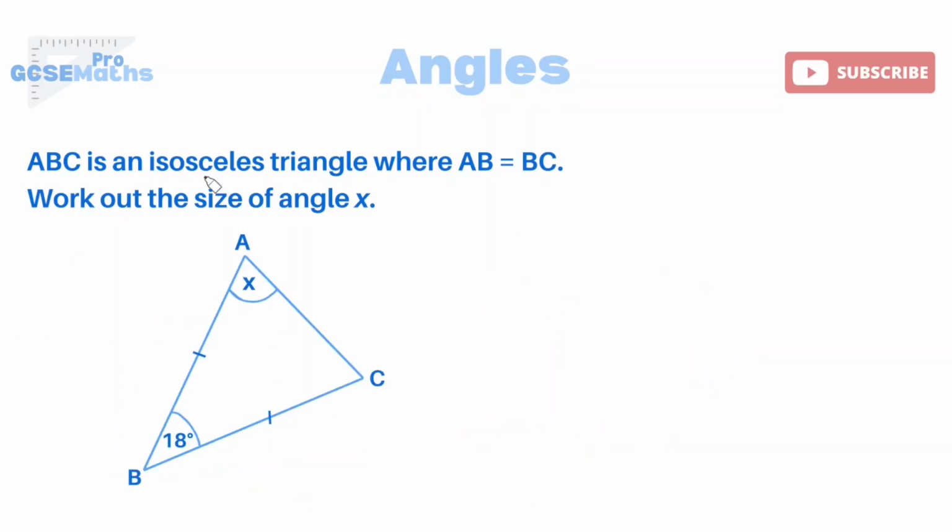Okay, so again, ABC is an isosceles triangle, where in this case, AB is the same as BC. Okay, so you can see in this case it has been rotated, but we've still got these two little lines to signify which two sides are the same. So, very similar scenario, but now x is in a different corner. We've been given the 18, and we've been given x.